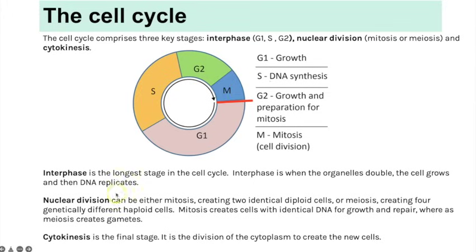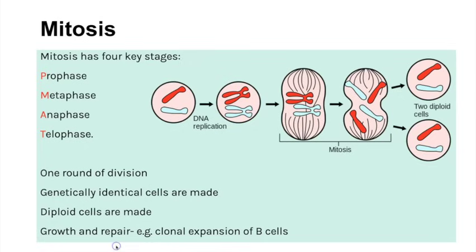Nuclear division is either mitosis or meiosis, but in topic 2, we just focus on mitosis. The final stage of the cell cycle is cytokinesis, and this is when the cytoplasm divides to create the two new cells if it's mitosis. Mitosis is split into 4 key stages, which are our PMAT: prophase, metaphase, anaphase, and telophase.